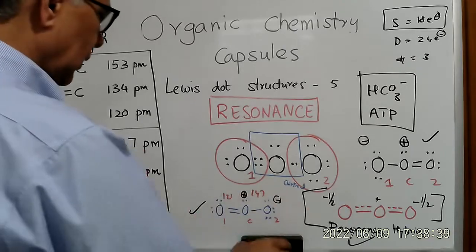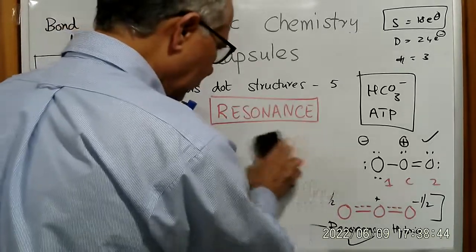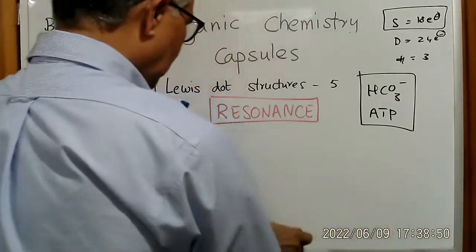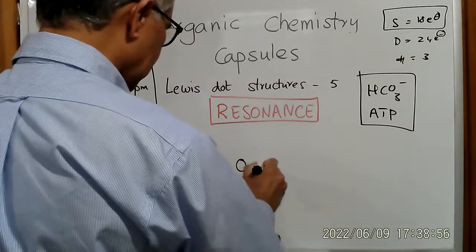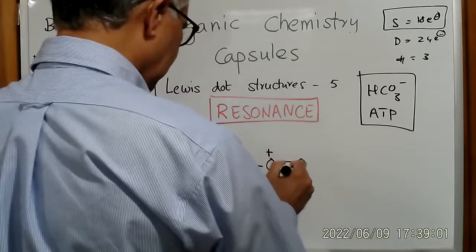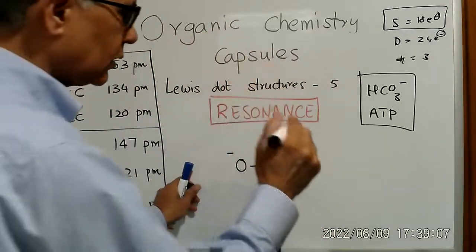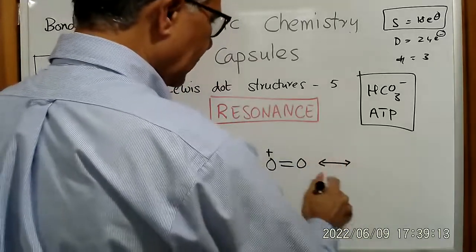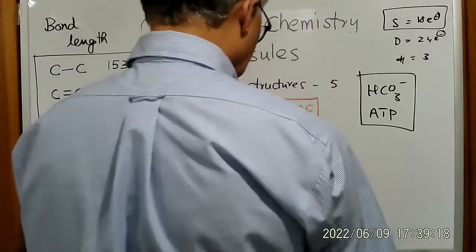Okay. Now let me erase this, and we'll show one more thing, and then we'll stop this short video. So how do we denote this? Okay, we drew the two contributing resonance structures. So we had this structure, negative charge plus a neutral oxygen, and the two resonance structures are shown by this arrow. This double-sided arrow like this indicates the left structure and the right structure are resonance structures.